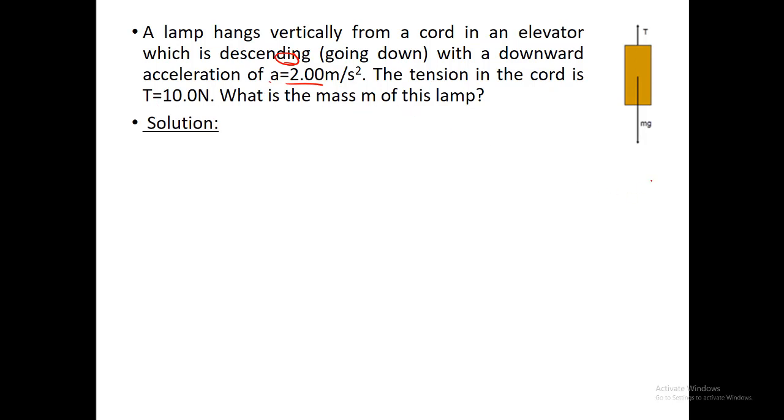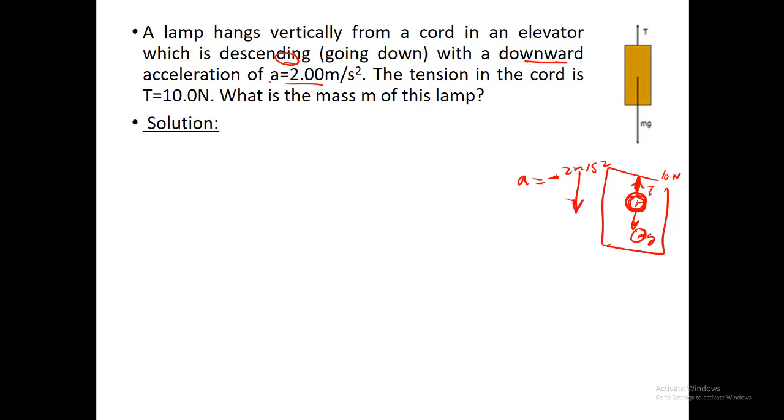Here we have the elevator. We have a lamp, and this lamp is suspended by a wire, by a thread. We should have a tension force here. The tension force is 10 Newton, and it's a plus because it's upward. And this lamp, of course, has a mass, so it has a weight. The weight is mg. The question is, how much is this mass? Remember, the elevator and the lamp are descending. They are moving down with an acceleration equal to negative 2 meters per second squared. He didn't say negative, but he told me it's a downward acceleration, so it should be negative in this case.